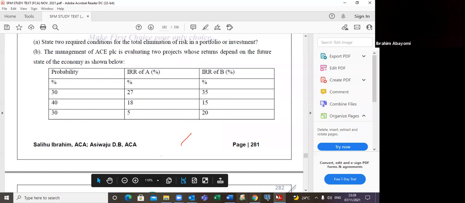Can you quickly calculate that? Calculate it and give me your answer. Calculate expected return on A and expected return on B. Are you computing it? Yes, sir.